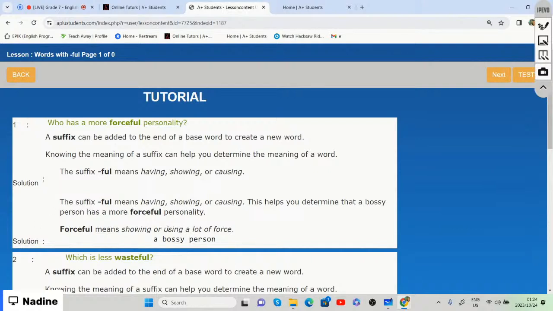All right. If we look at an example, the suffix full means having, showing, or causing. This helps you determine that a bossy person has a more forceful personality. And forceful means it is showing or using a lot of force and dictatorship, right?